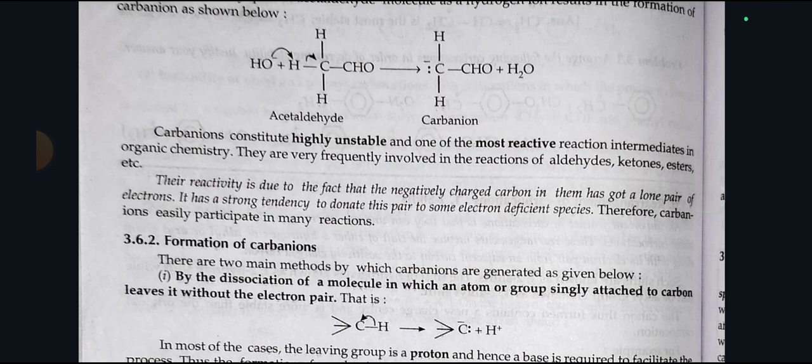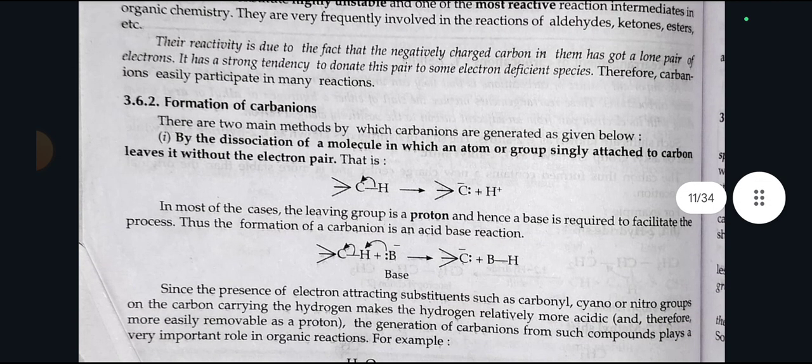Carbanions constitute a highly unstable and one of the most reactive reaction intermediates in organic chemistry. They are very frequently involved in the reactions of aldehydes, ketones, esters, etc. The reactivity is due to the fact that the negatively charged carbon in them has a lone pair of electrons. It has a strong tendency to donate this pair to some electron deficient species. Therefore, carbanions easily participate in many reactions.